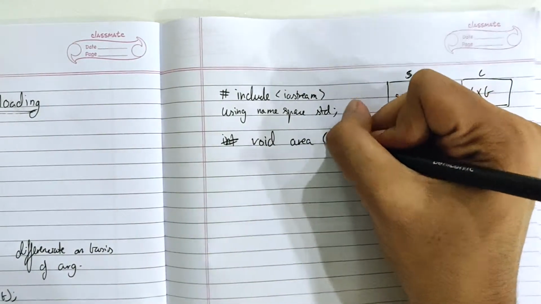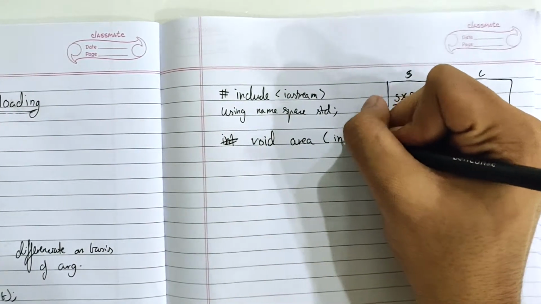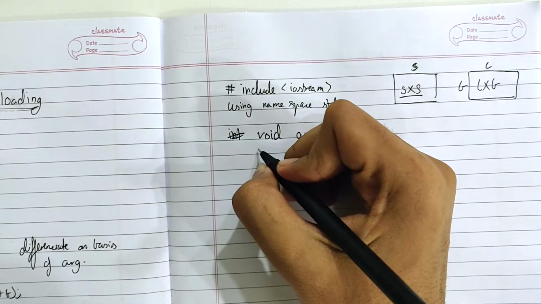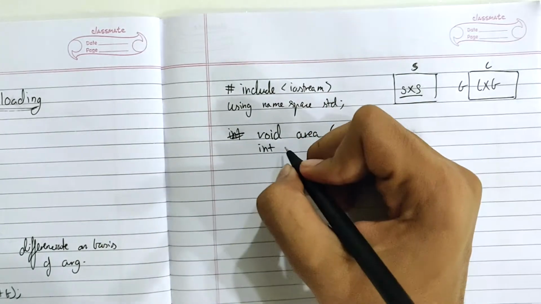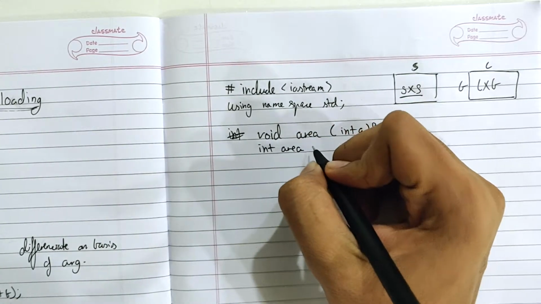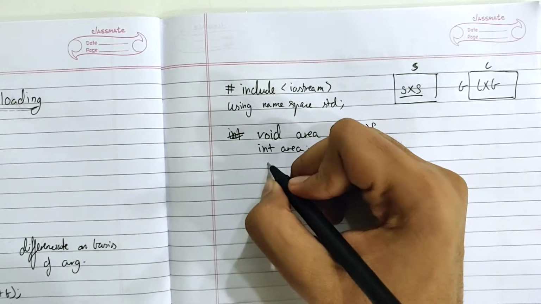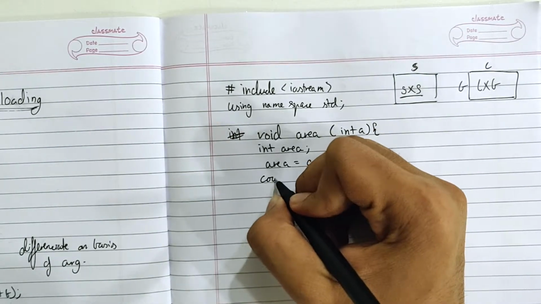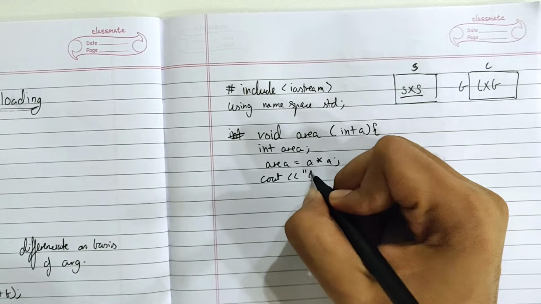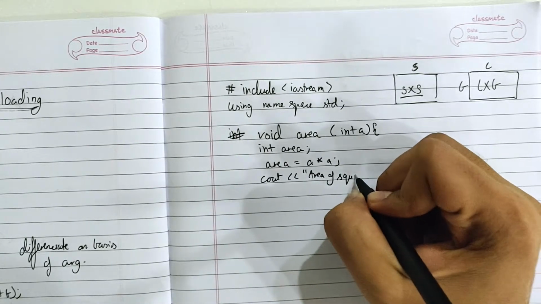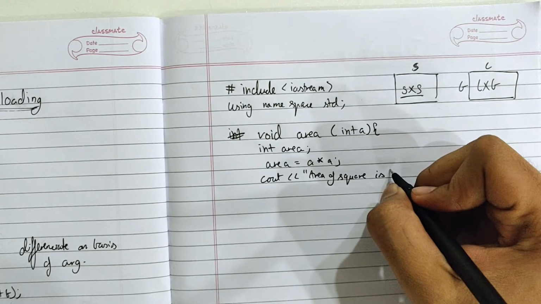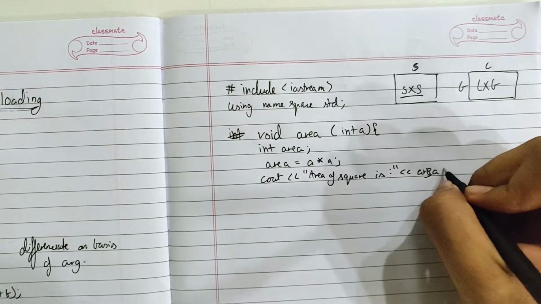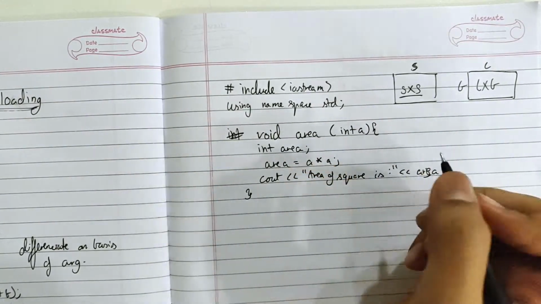So in the case of square, the parameter will only be int a, and in the code we create another variable, int area, and area equals a into a, and we print out cout area of square is, a area. Cool, and we close this.